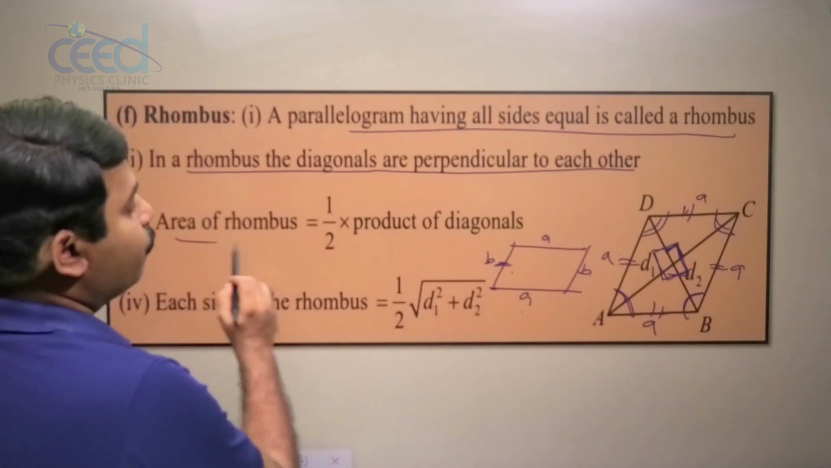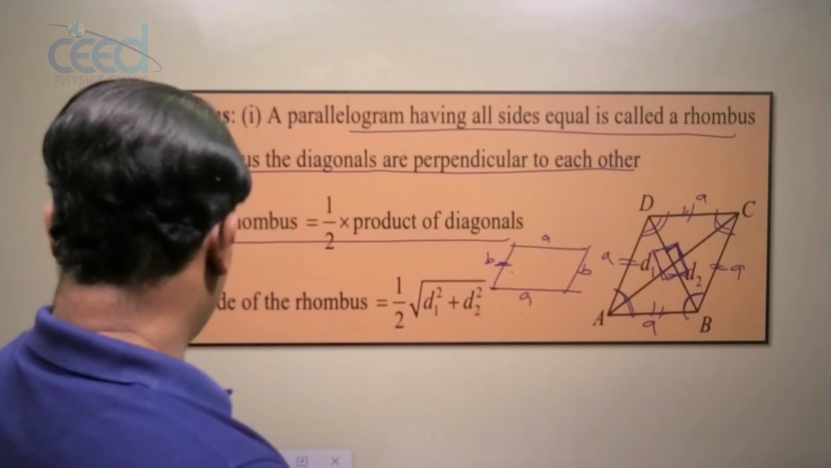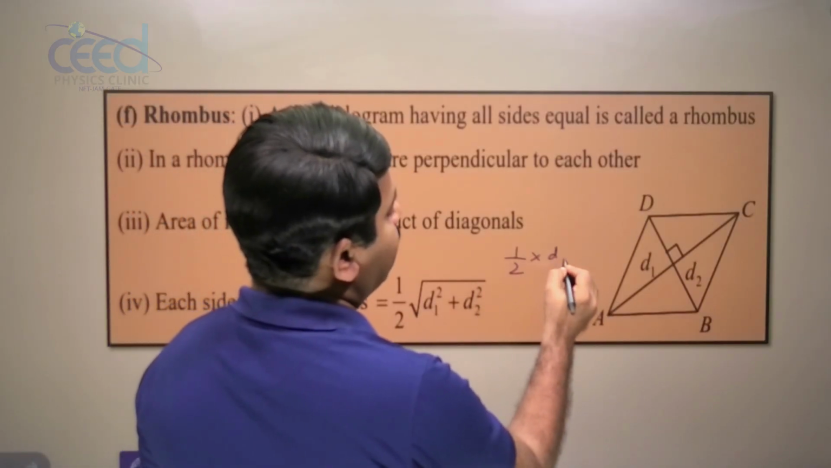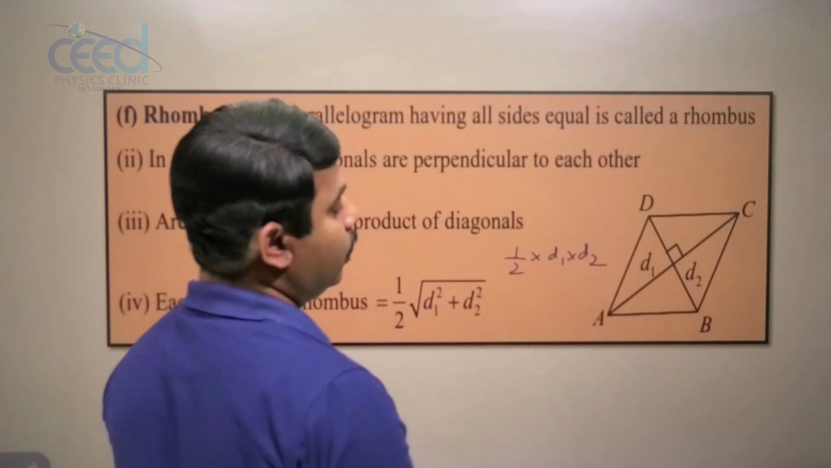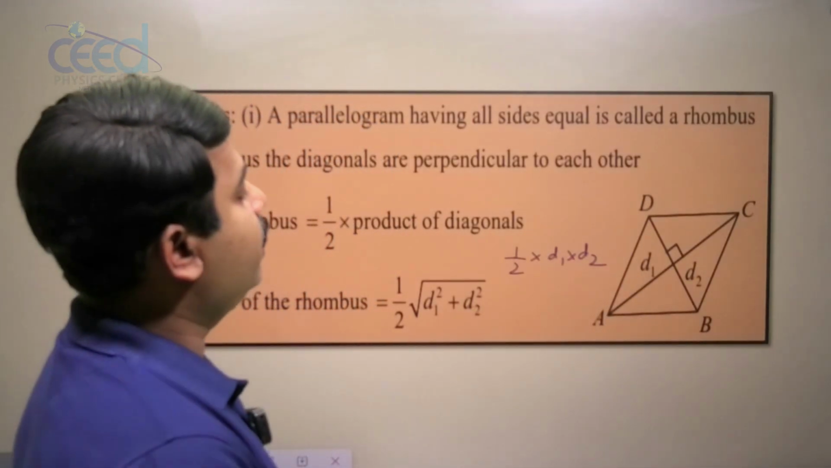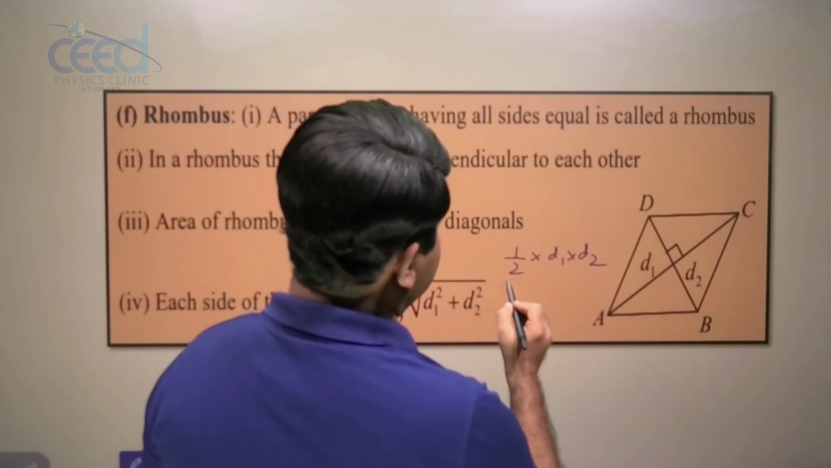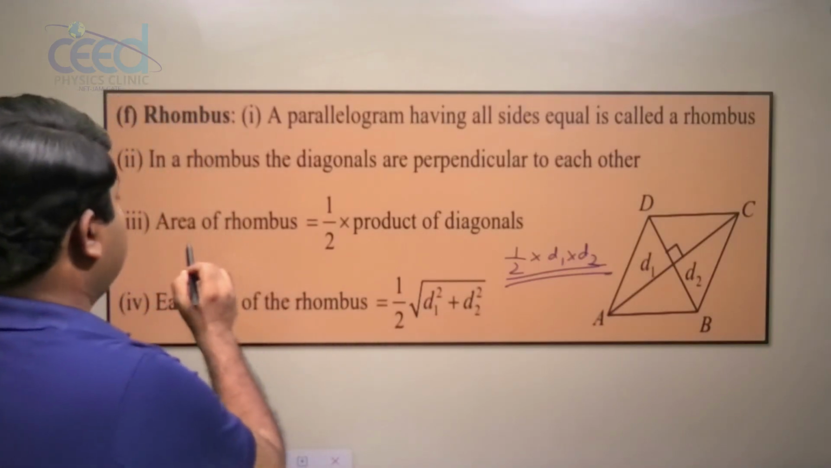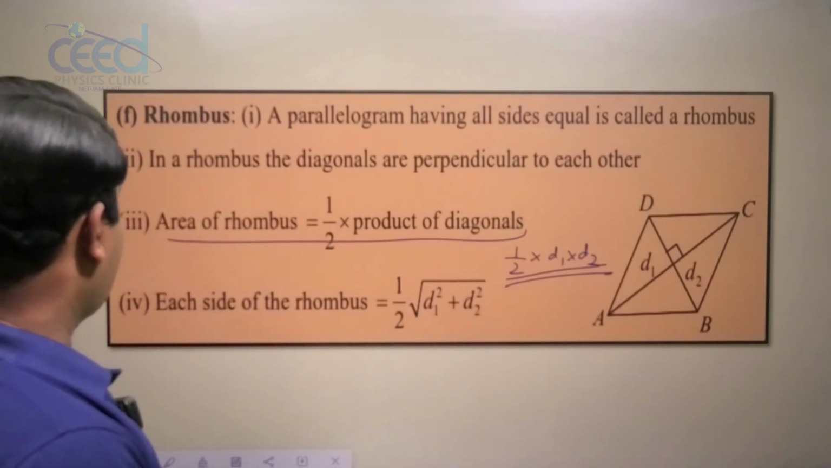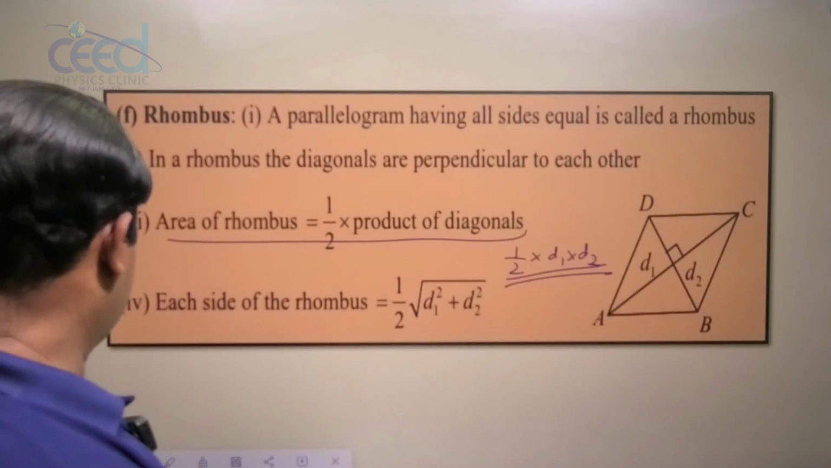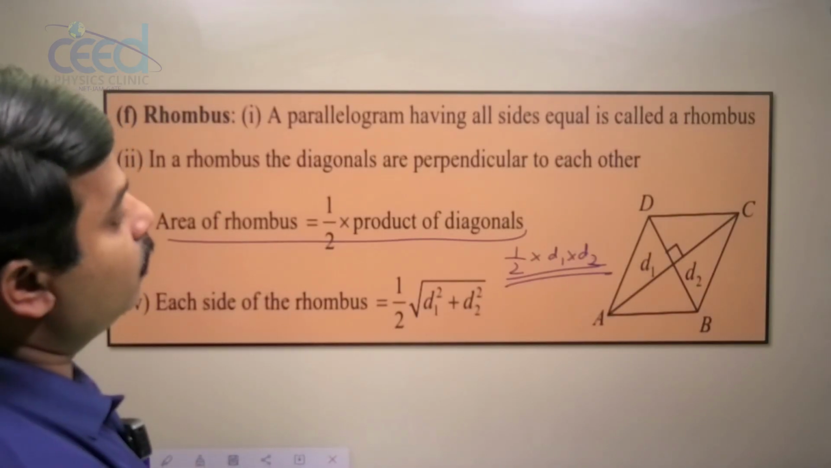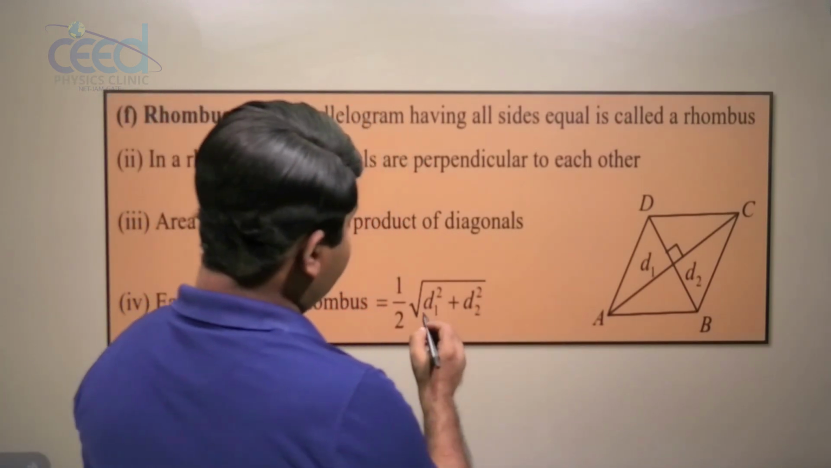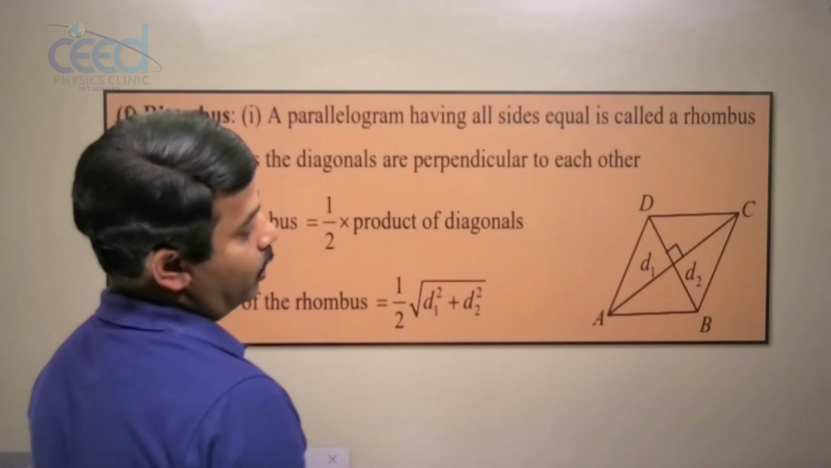Now area of a rhombus, right? Area of a rhombus is half into diagonal d1 into d2, right? Half into d1 into d2. This is the product of the diagonals divided by 2. That is the area of the rhombus, right? Now each side of the rhombus, you can calculate how. Each side of the rhombus is half into square root of d1 square plus d2 square, right?